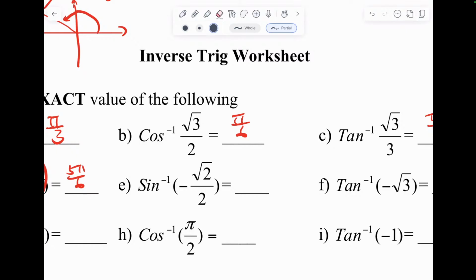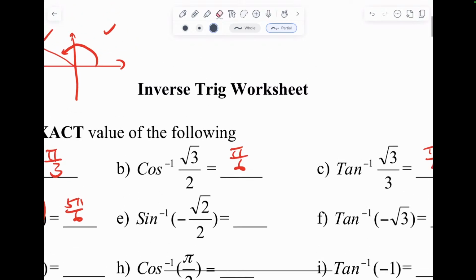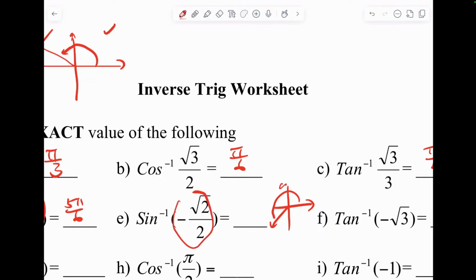What is it? 5 pi over 4 is not a bad choice. It's actually a decent choice. 5 pi over 4 is right here. I'm going to draw it for you. 5 pi over 4 is all the way to here. You do get negative square root 2/2. That's actually a good value. But there's a problem with that.